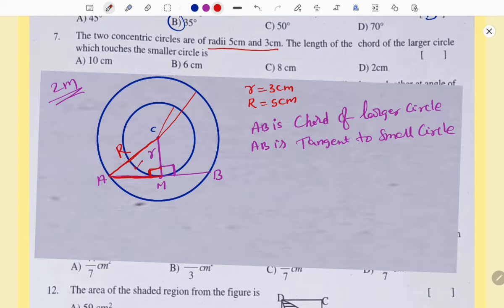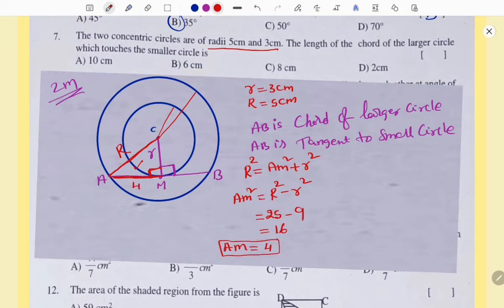Now first you can use the Pythagoras theorem. How can you write that one? That is capital R square is equal to hypotenuse square is equal to side square plus side square. Now here we want AM. That's why you can write AM square is equal to capital R square minus small r square. So that is equal to capital R 5 square 25 minus small r 3 square 9. So that is equal to 16. Therefore AM is equal to 4.